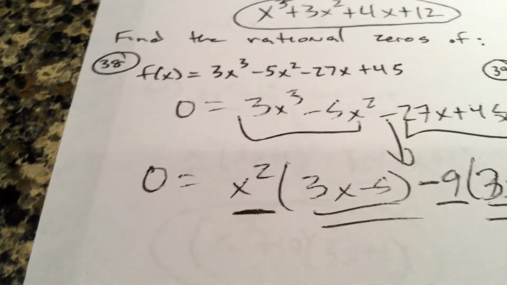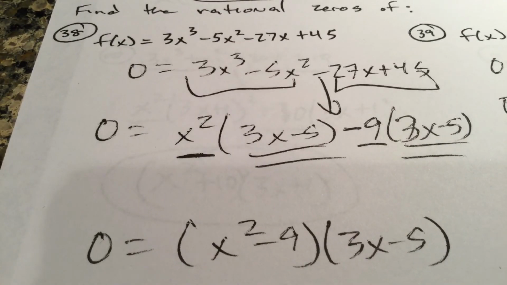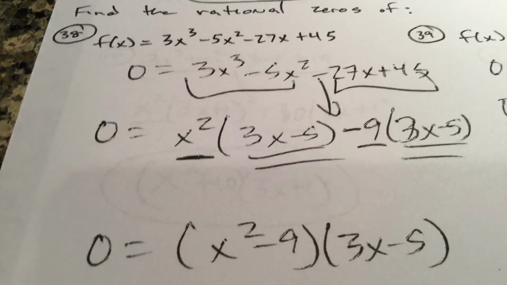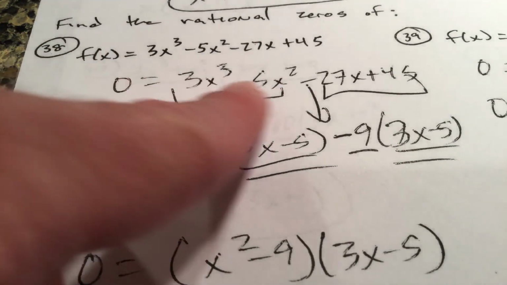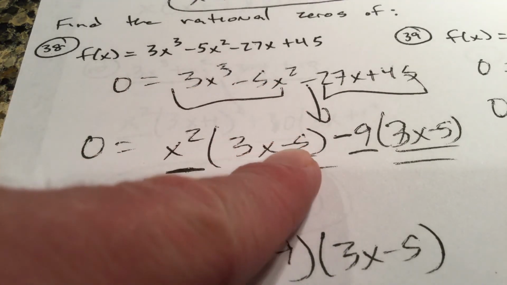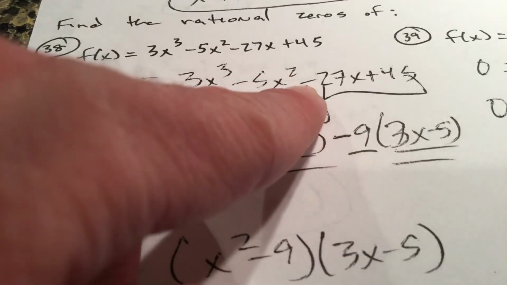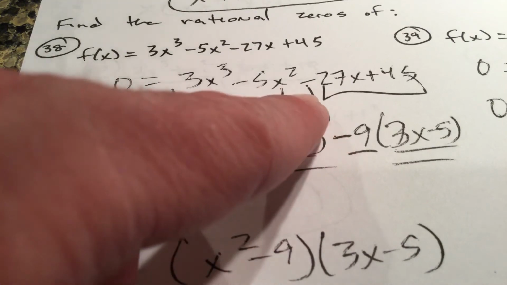Find the rational zeros. Because you set it equal to 0, you're going to factor by grouping here, like we did on the previous page, where the first two terms have in common x squared. Take x squared away from both, you're left with 3x minus 5. Bring down the negative sign. Whatever the middle sign is, bring it down.